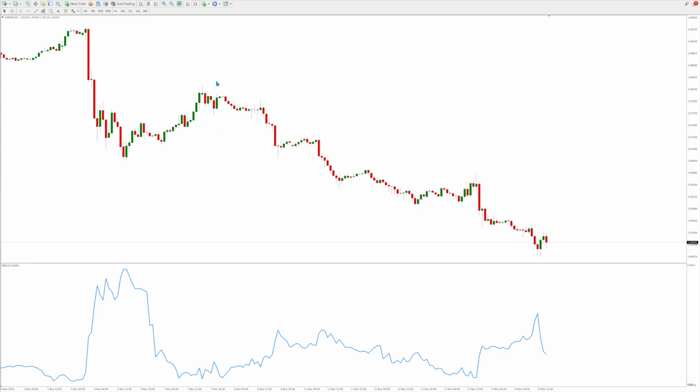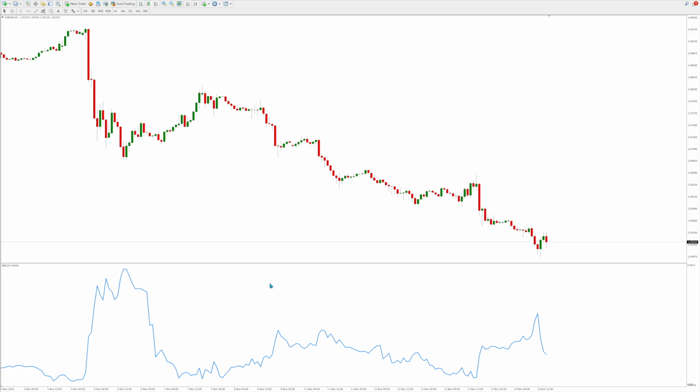Okay, so this is the MT4 trading platform I'm using. This is a euro dollar 1 hour chart. I have the VIX indicator displayed here below my chart. I'm not going to go into the complexities of the indicator. I'm just going to break things down and keep it as simple as possible for you.